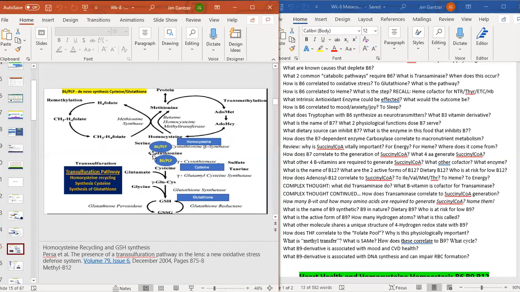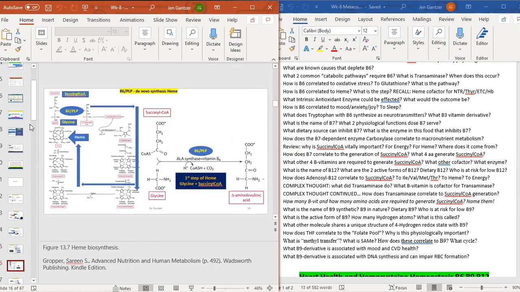So B6, here is the pathway in your transsulfuration. There are 2 steps. You're not responsible for that. You just need to know that B6 is transsulfuration and the generation of cysteine and glutathione. I'm showing you the pathways so that you can see it. You are not responsible for drawing them out. Again, this is the pathway for our heme. So we take a succinyl-CoA plus the glycine. It requires B6. So that is what you need to know.